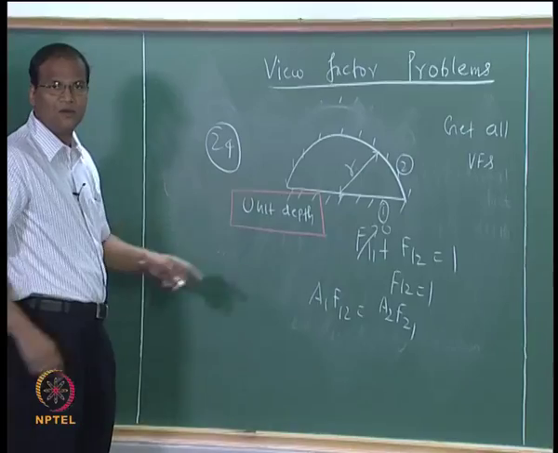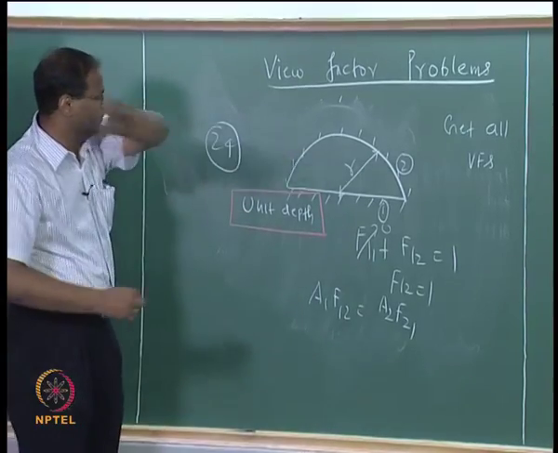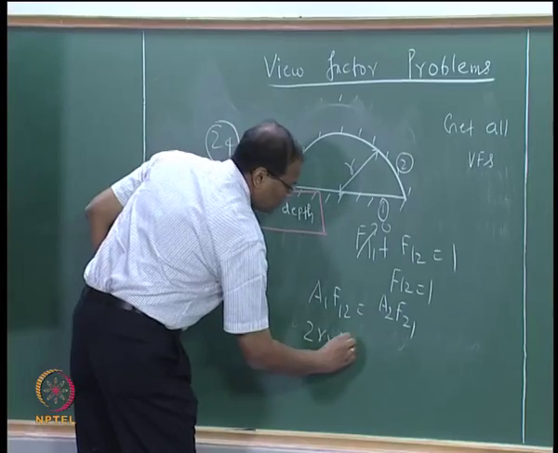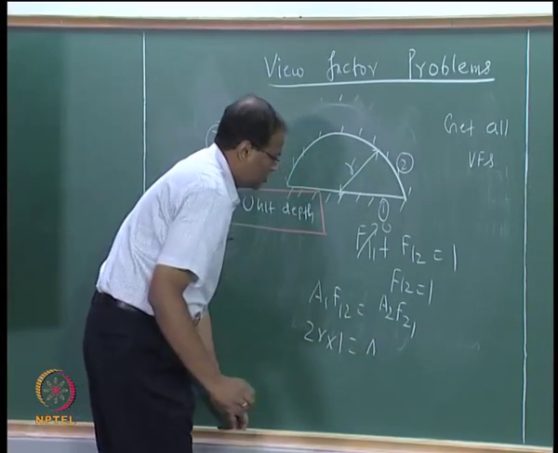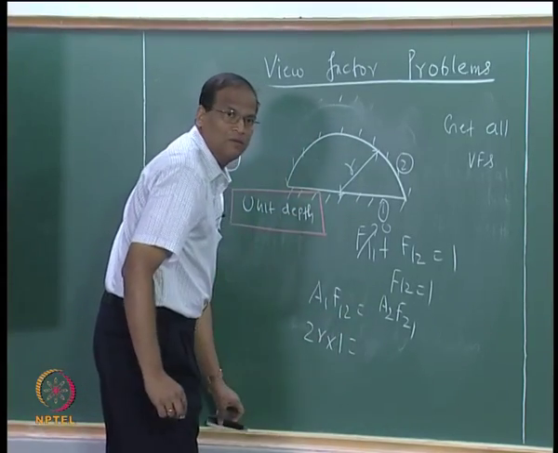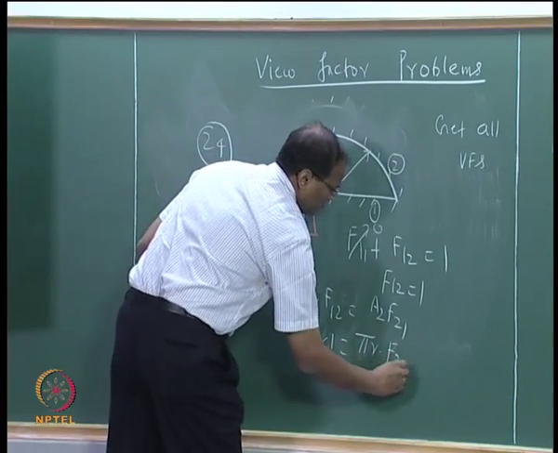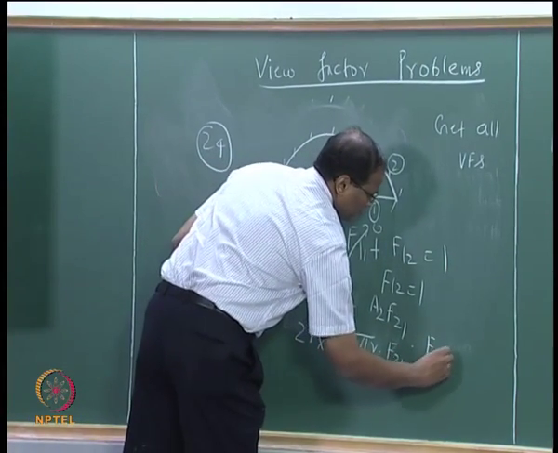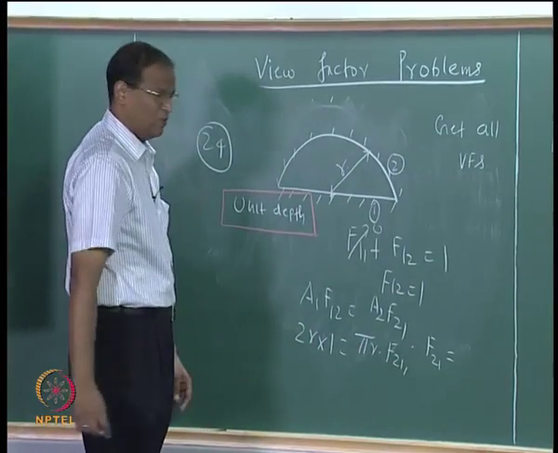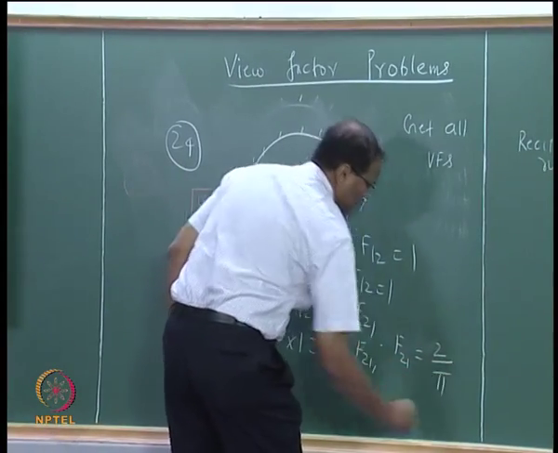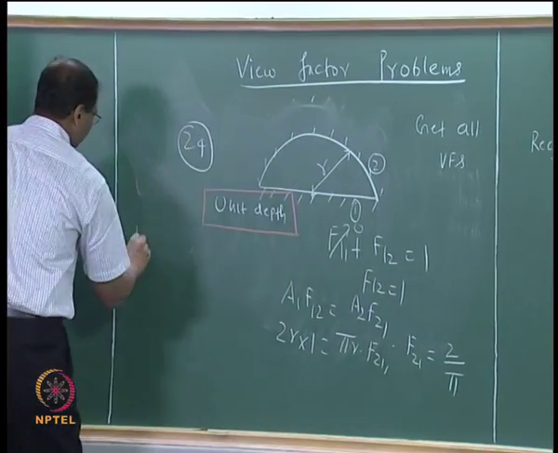Unit depth, so 2R. What is this? Pi R, correct. Two by pi R.